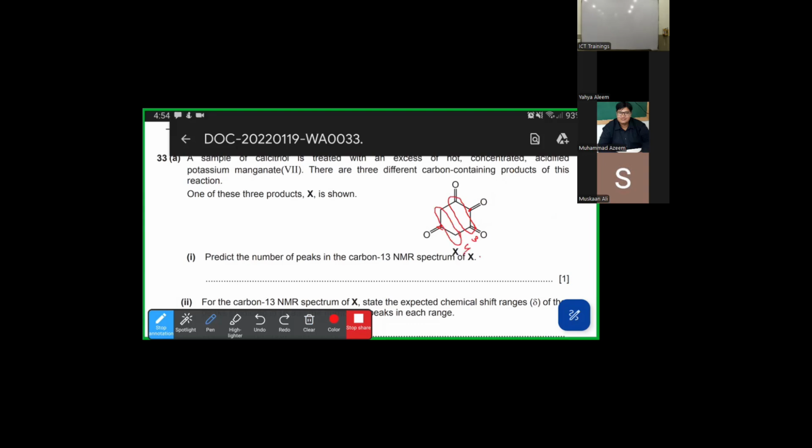Muskan, these are 4, not 3, beta. Because you are taking it as the two same peaks. These are not the same peaks because this one is joined with CH2 and this one is joined with the CH2. Okay? Did you get it?